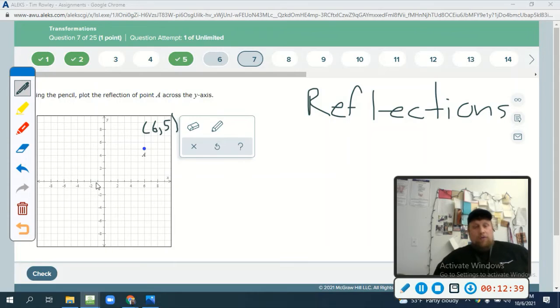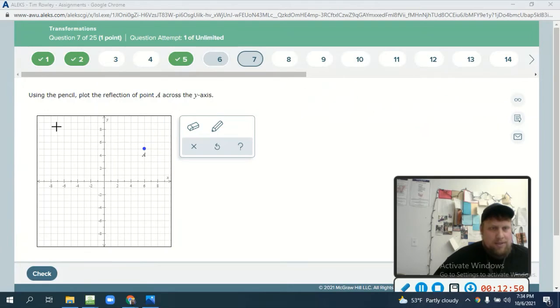And we're back. Hopefully you got this drawn in your notes, because I'm going to be looking for it when I collect notes later on in a week or two. But we have A, and what does it tell us to do? Well, let's look. It says, using the pencil, plot the reflection of point A across the y-axis. Think of a reflection like a mirror, guys. So if the y-axis were my mirror, how far away am I from that mirror?